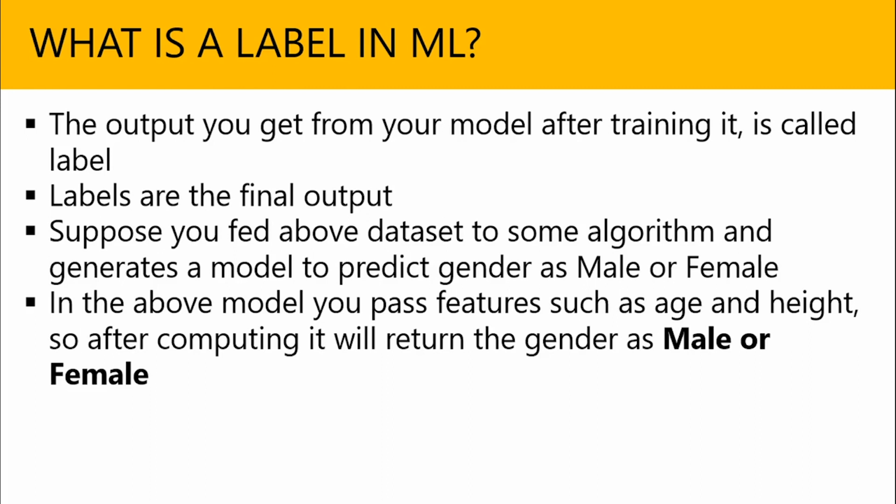For example, let's say you fed the above data set to some algorithm, let's say regression or k-means, and it generates a model to predict gender as male or female. So in the above model, you simply pass the features such as age and height. After computing, it will return whether it's male or female, right? So you get the idea. Great.